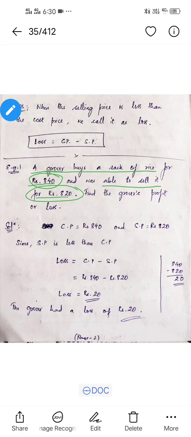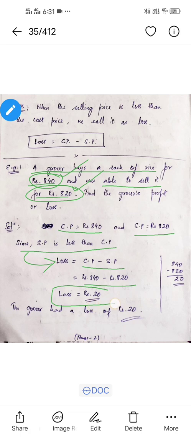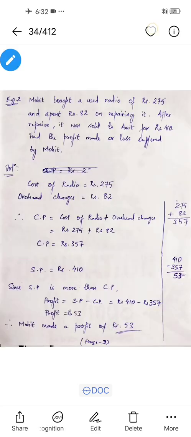So we will write in the solution CP means cost price, that is 840, and SP, that is selling price. He sold it for how much? Rupees 820. So since SP is less than CP, it is a loss. So loss equals CP minus SP, that is 840 minus 820. So the loss he is suffering is rupees 20. So in the last line we will write the grocer had a loss of rupees 20. Alright, okay, so now let us look at example 2.